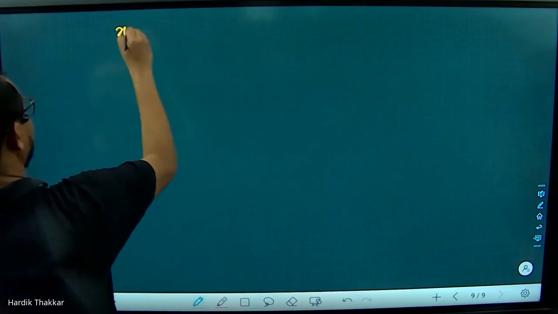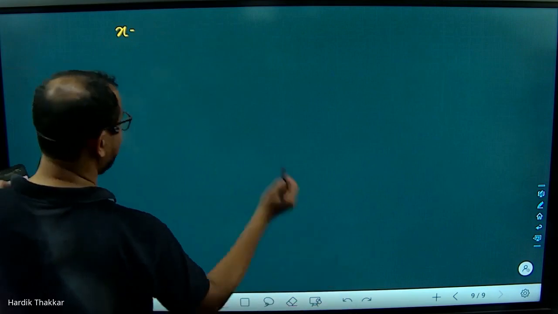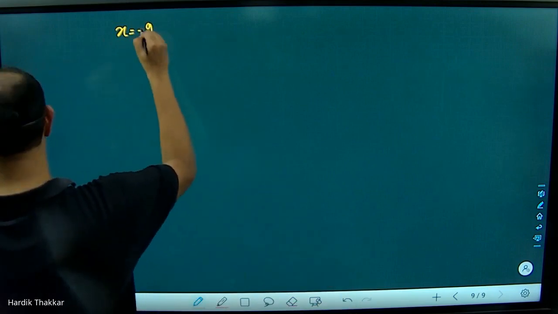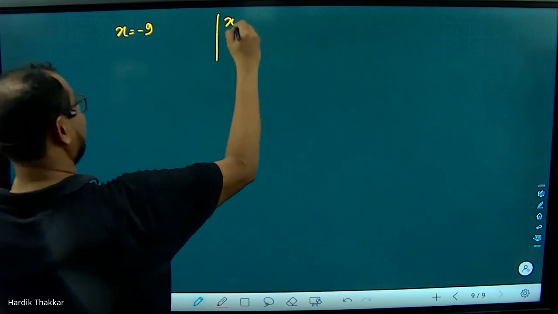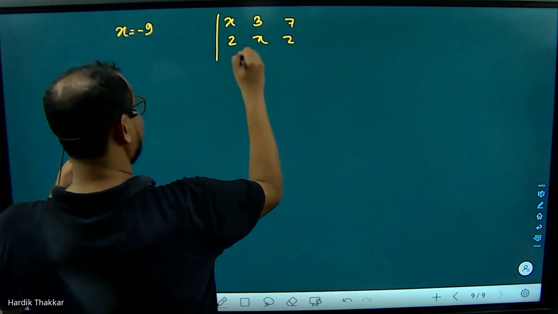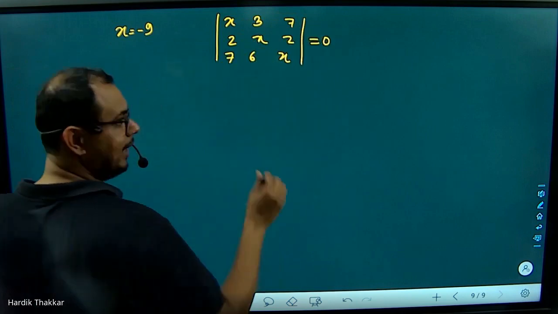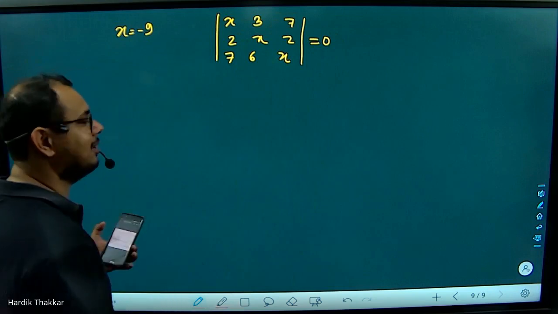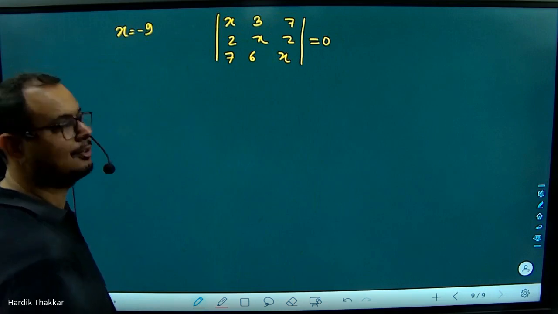Let me explain you this question. The question is, x is equal to -9 is a root of this determinant, and the determinant is x 3 7, 2 x 2, 7 6 x, that is equal to 0. So the first step you have to do is expand this determinant, solve this determinant.